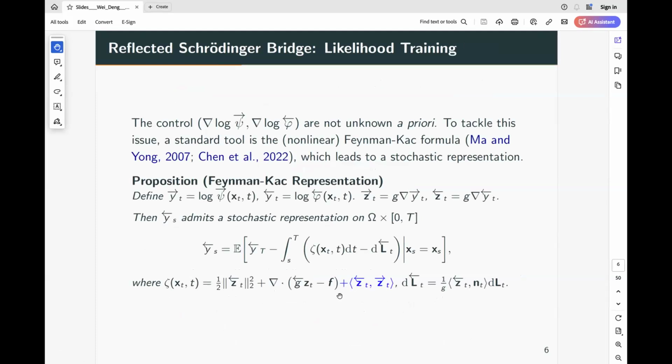Here, zeta includes a blue term, which is actually the key part to make sure the transport is optimal. And if we remove this blue term over here, the training loss will be recovered to the standard implicit score matching training loss. And also we include a local time over here to take care of the particles.